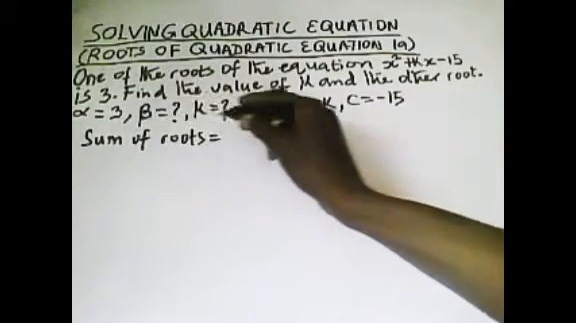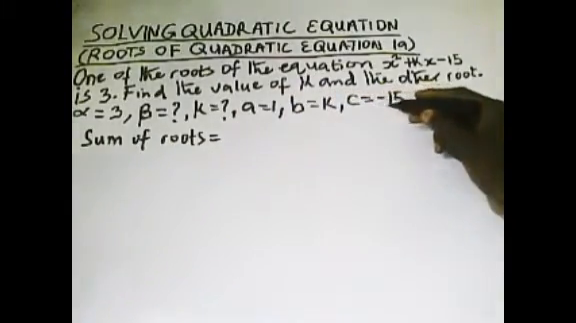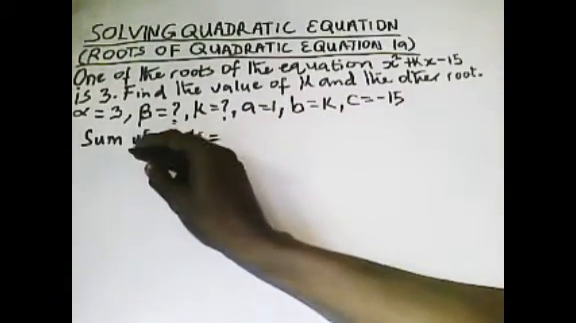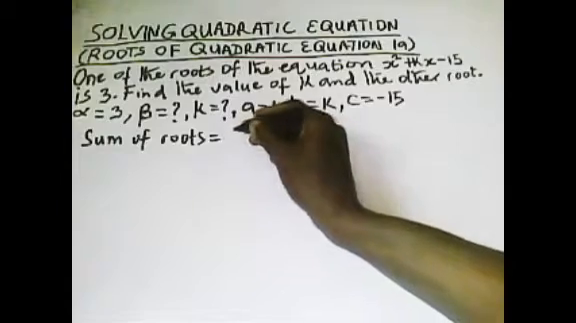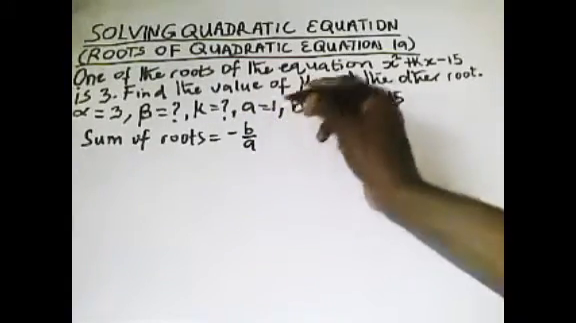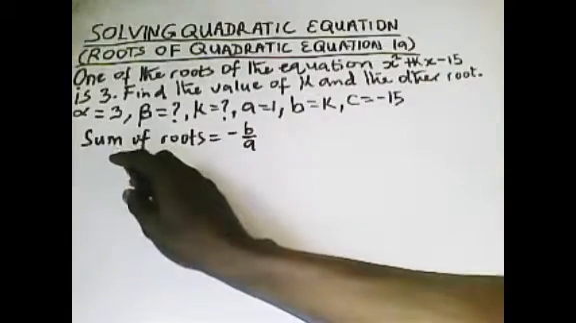After we've listed out all the values we are looking for and what we are given, the next step in solving this kind of question is to take the sum of roots. For the sum of roots we have minus b upon a. That is the formula for the sum of roots. Now what do we mean by the sum of roots?